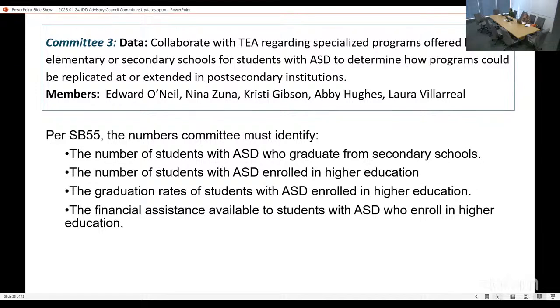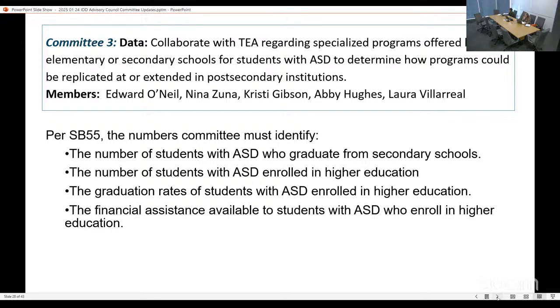Okay, and that brings us to our last committee, which is the data committee, which we are charged with collaborating with TEA regarding specialized programs offered by elementary or secondary schools for students with autism spectrum disorder to determine how programs could be replicated at or extended in post-secondary institutions. And the members are Edward O'Neill, Nina Zuna, Christy Gibson, Abby Hughes, and Laura Villarreal.